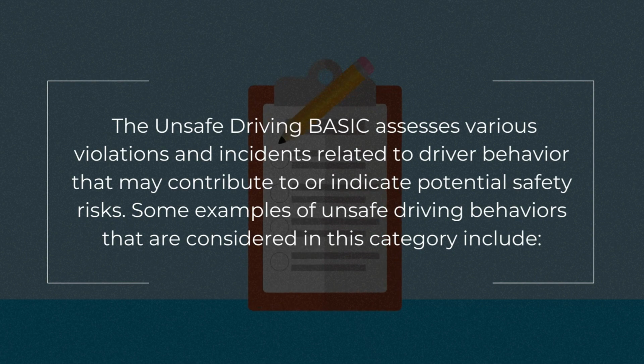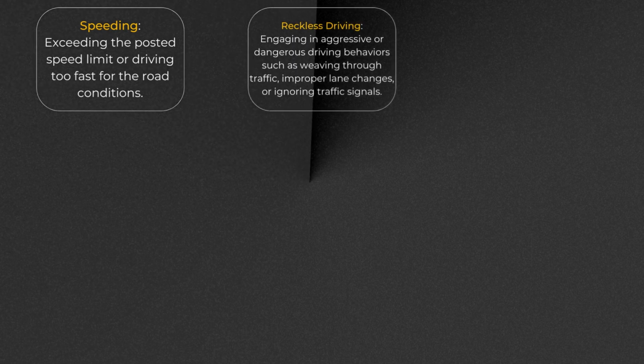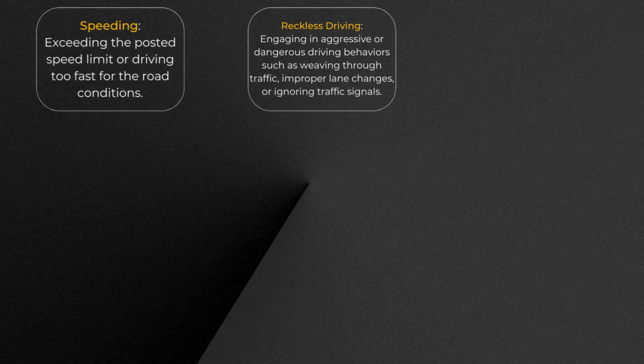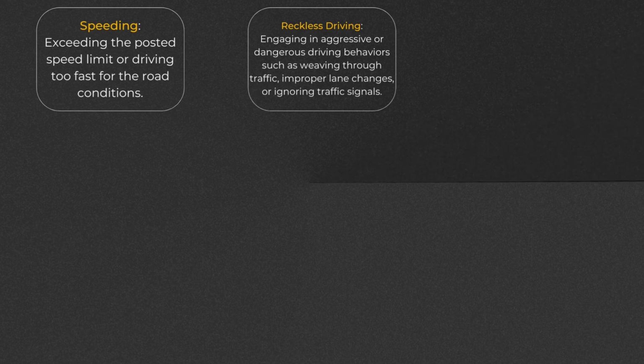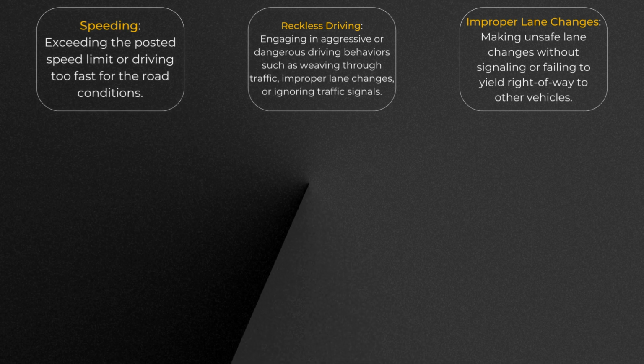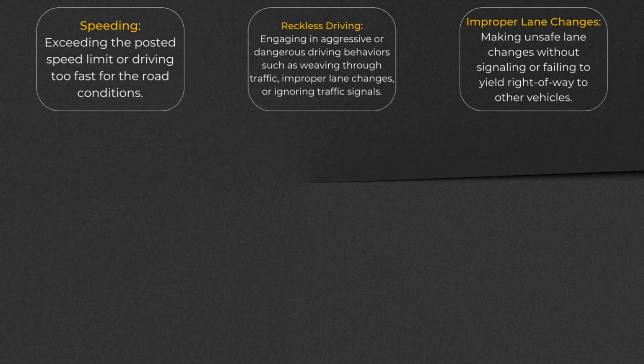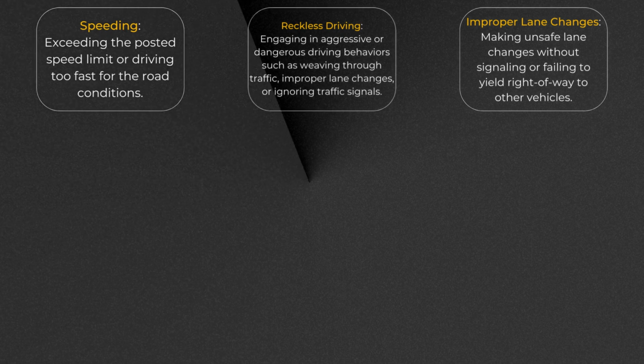The Unsafe Driving Basic assesses various violations and incidents related to driver behavior that may contribute to or indicate potential safety risks. Some examples of unsafe driving behaviors that are considered in this category include speeding, exceeding the posted speed limit or driving too fast for the road conditions. Reckless driving, engaging in aggressive or dangerous driving behaviors such as weaving through traffic, improper lane changes, or ignoring traffic signals. Improper lane changes, making unsafe lane changes without signaling or failing to yield right-of-way to other vehicles.